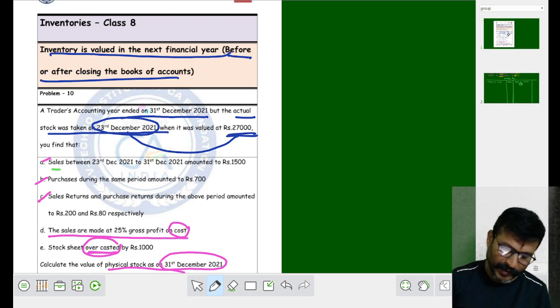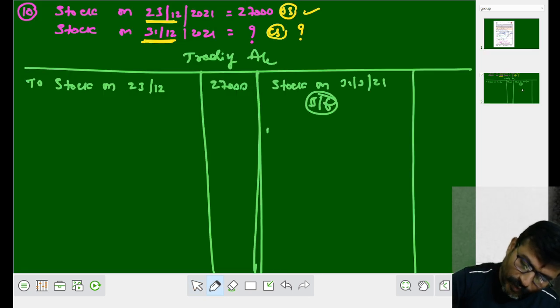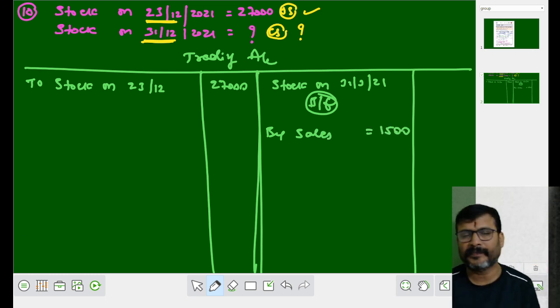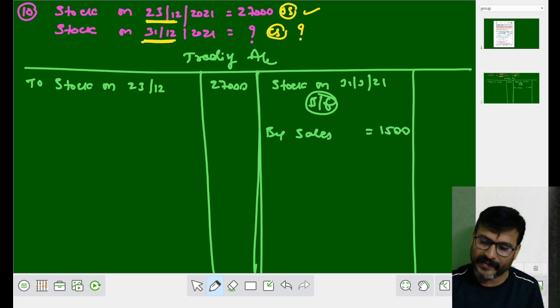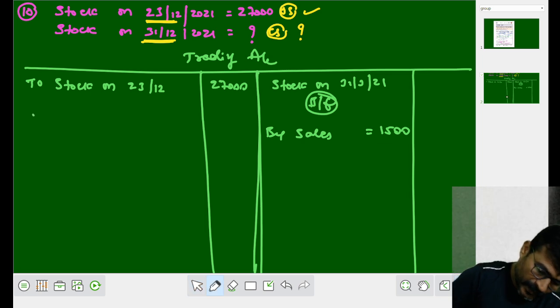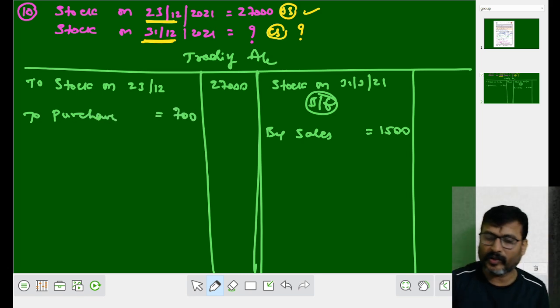Sales between 23rd December to 31st December amounted to rupees 1500. Where to write the sales? Take the sales 1500 in the inner column because there is a sales returns. See, purchases during the same period 700. What is it? Purchases. You take purchases 700 in the inner column.